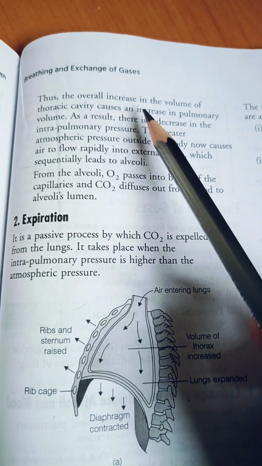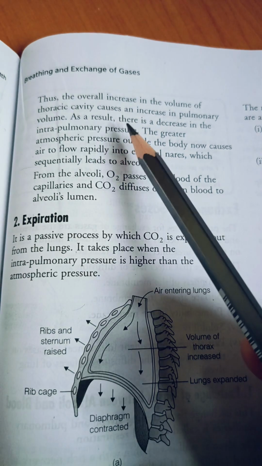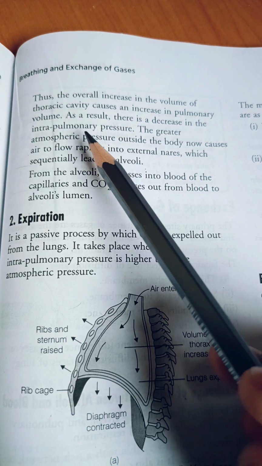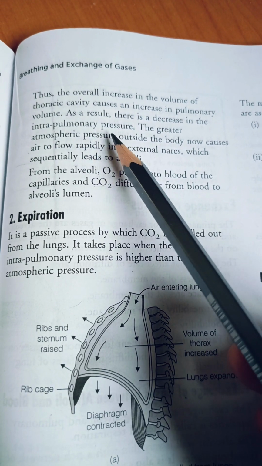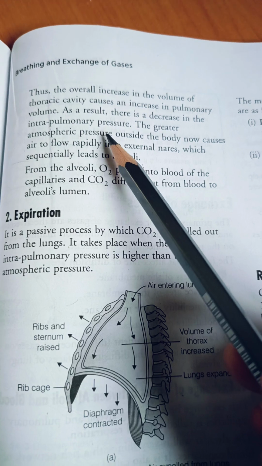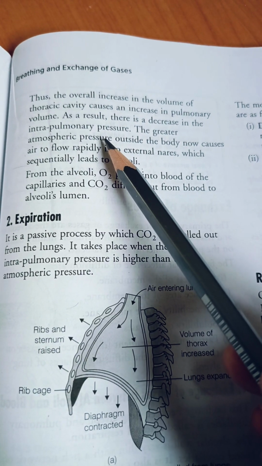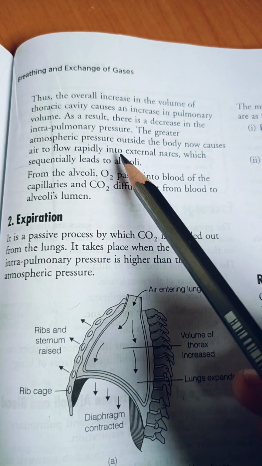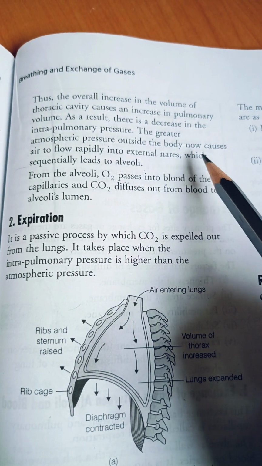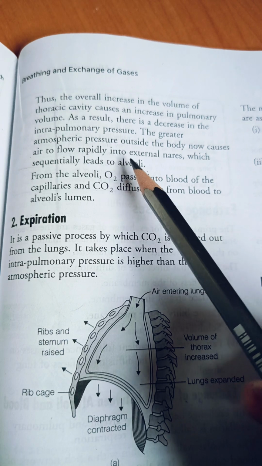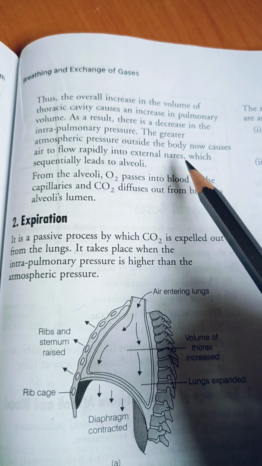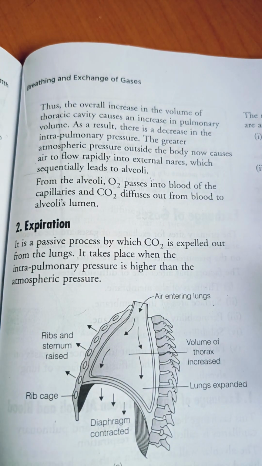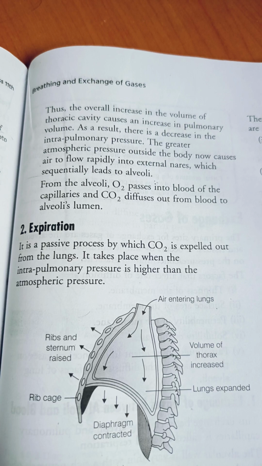Thus, the overall increase in volume of the thoracic cavity causes an increase in pulmonary volume. As a result, there is a decrease in intrapulmonary pressure. पल्मोनरी वॉल्यूम बढ़ जाता है, इसलिए उसका प्रेशर कम हो जाता है. The greater atmospheric pressure outside the body now causes air to flow rapidly into the external nares, which subsequently leads to the alveoli due to the diaphragm and intercostal muscles.